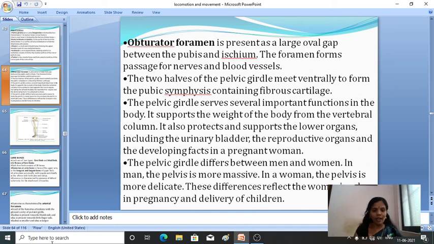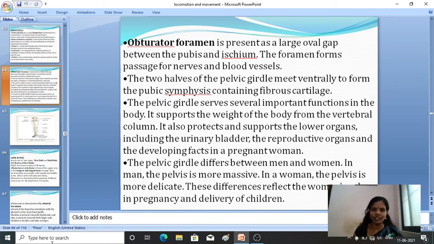Apart from this, the pelvic girdle differs between men and women. In men, the pelvis is more massive. In women, the pelvis is more delicate. The difference reflects the woman's role in pregnancy and delivery of children. Fine.